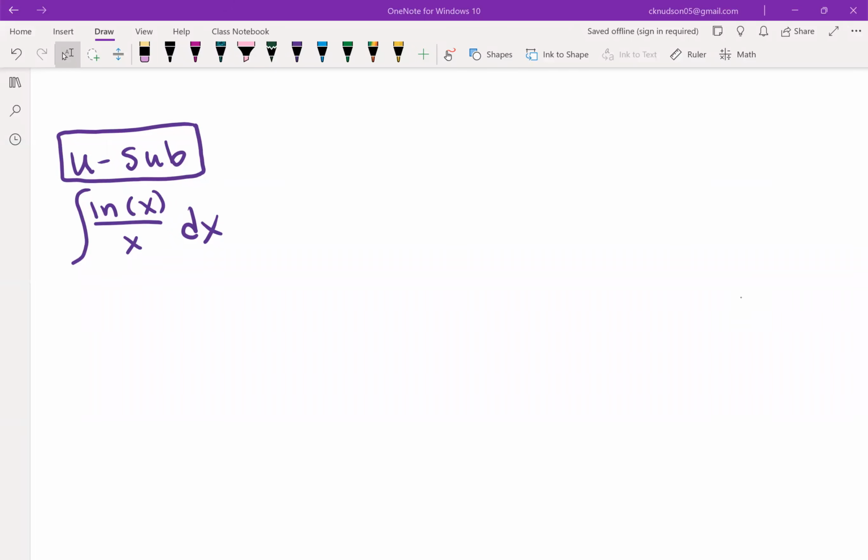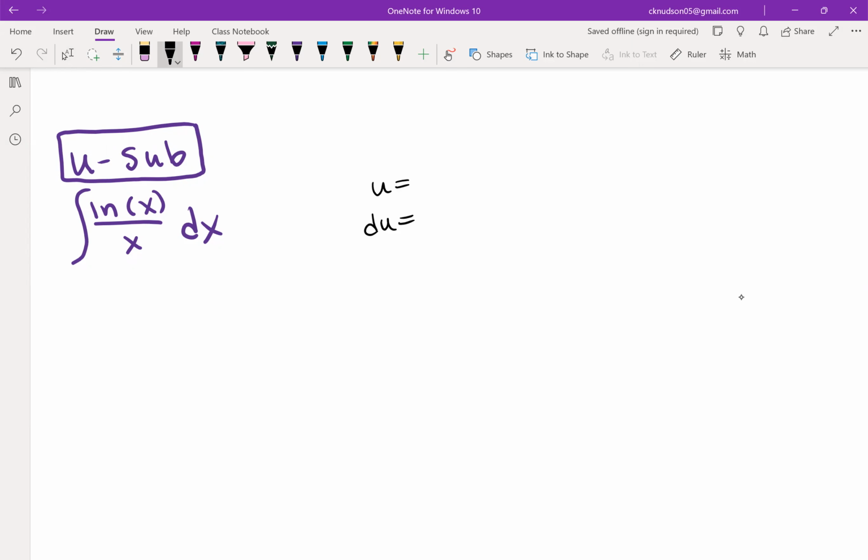Hello, in this video, we are going to do a few examples with U-substitution. U-substitution is an important technique of integration that's usually taught in Calc 1. So the first example that we're going to look at is shown here, the integral of natural log of x divided by x dx. So we want to find a u so that du is convenient.